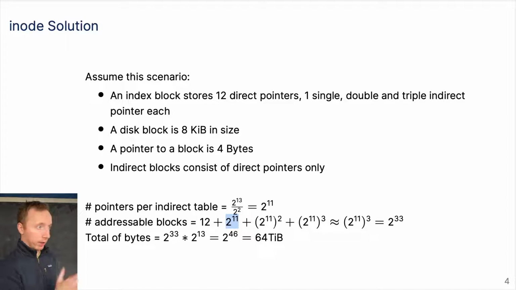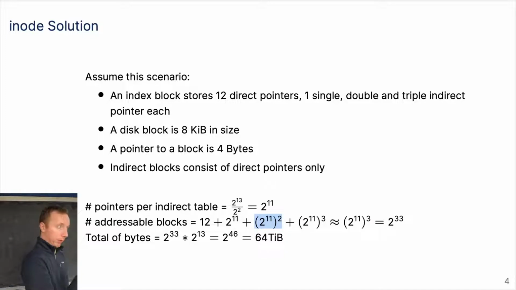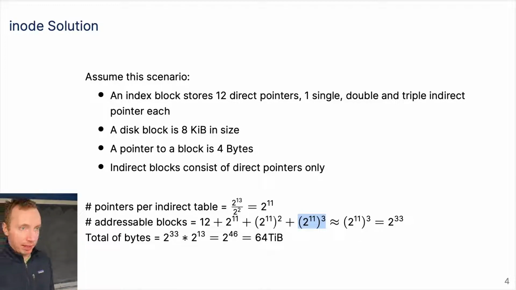And then with a double indirect, well, that's (2 to the 11) to the power of 2, because each entry points to another one, which can hold 2 to the 11. And then similarly, for a triple indirect, it's (2 to the 11) to the power of 3. So instead of adding all these numbers, we can just guesstimate. So the biggest term here is going to be the last term. It is going to be by far the biggest, and it's pretty much going to be about that.